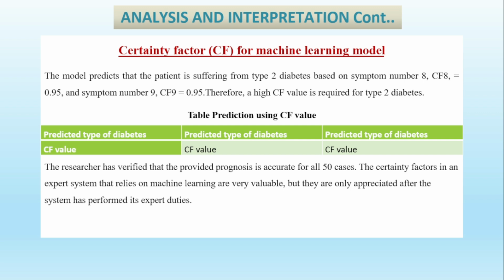So the model predicts that the patient is suffering from type 2 diabetes based on symptom number 8, CF 0.98, and symptom number 9, CF equal to 0.9. Therefore, a high CF value is required for type 2 diabetes.